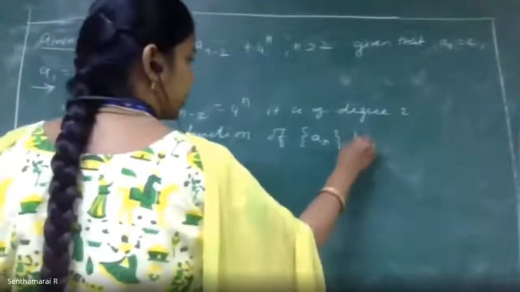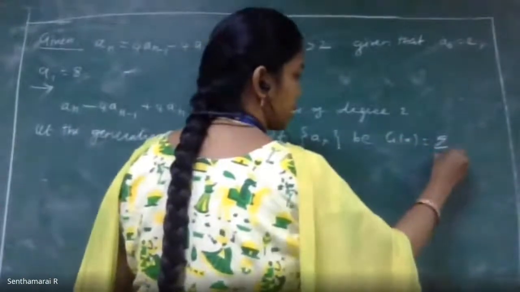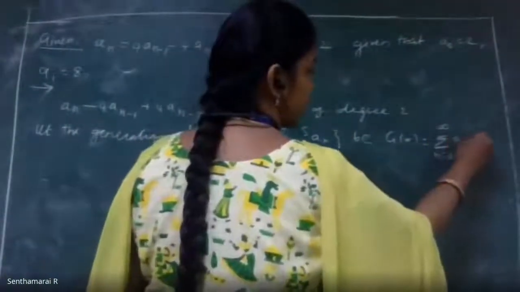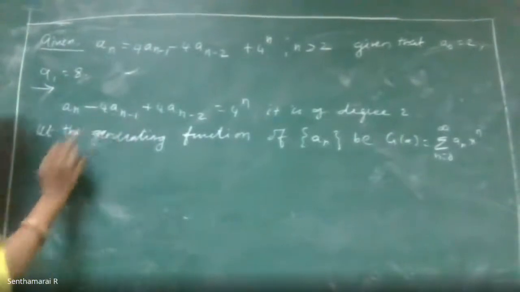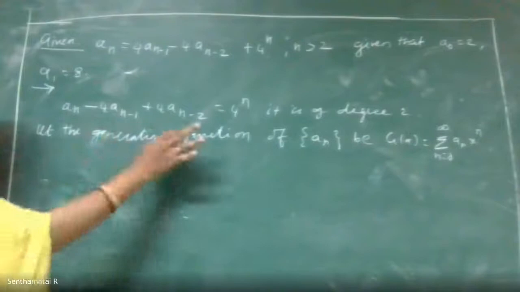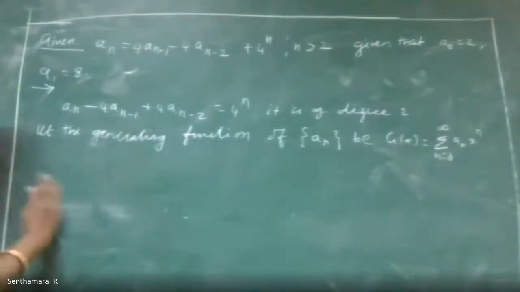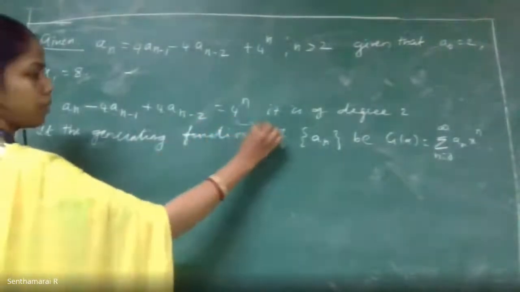Let G of x equal summation over n equal to 0 to infinity a_n x^n. Now, the given equation: what we have to do in the first step is multiply x^n on both sides. Throughout the equation, we are going to multiply x^n, so that we will get a_n. You can take this as 1.